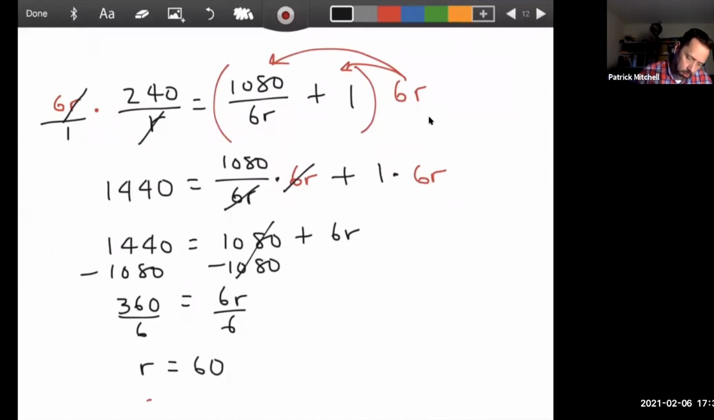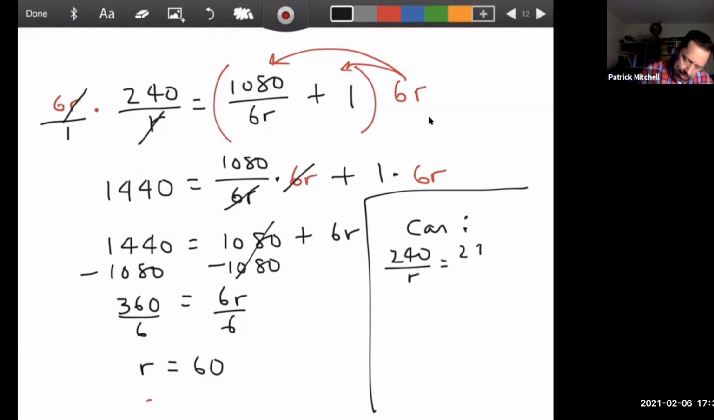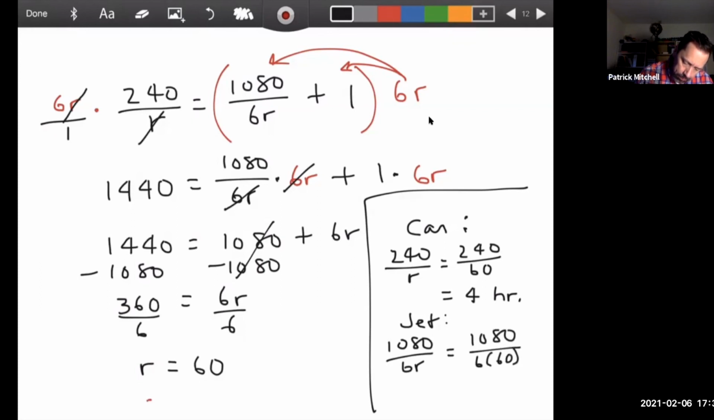So the car time is 240 divided by r. We think r is 60. That would make the time spent in the car 4 hours. And in the jet, the time spent in the jet is 1,080 over 6r. And again, we think r is 60. 1,080 divided by 360 is 3 hours. Woohoo! The car ride did take 1 hour longer than the jet ride.